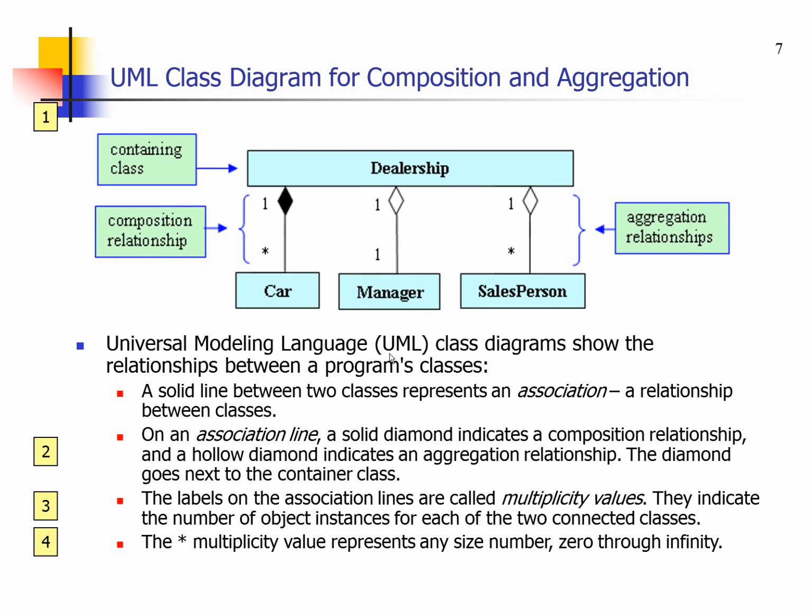Let's talk about this for a second. The solid line between the two classes represents association. So we have lines here between the items, between the dealer and the car, and the dealer and the manager, and the dealer and the salespeople. That's the association line. It says a solid diamond, like this guy right over here, indicates a composition relationship. So basically, the car is owned by the dealership. It would be kind of hard for the car to be owned by two dealerships, but it can actually happen.